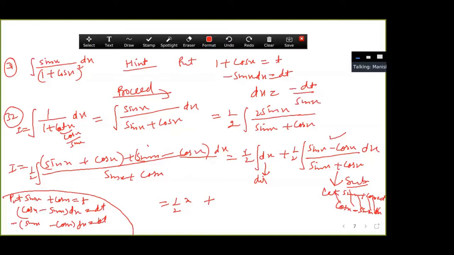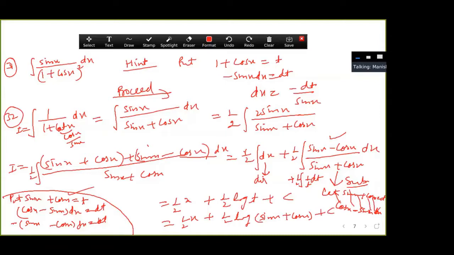Now put the value of dx here. This becomes the integration of half of 1 upon t dt. It becomes half of log of t plus constant. Put the value of t in the second part. Log of t means log of sin x plus cos x plus constant. This is the answer of question number 32.